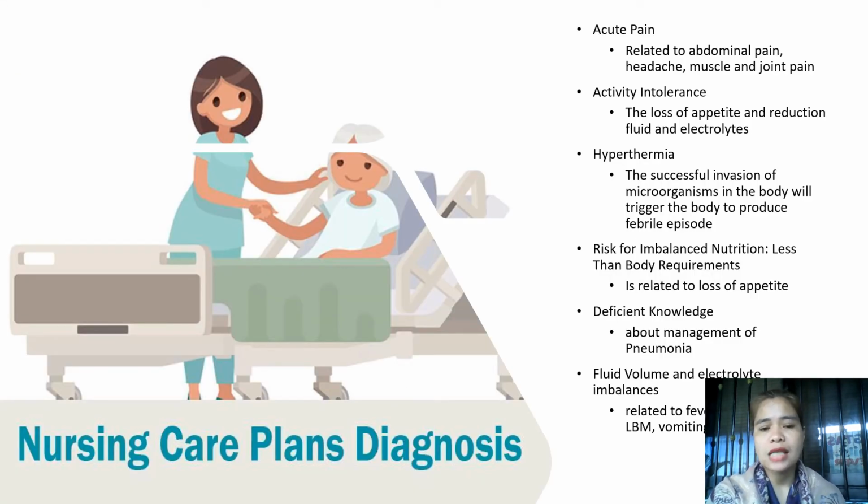Now, as nurses, how do we care for these people? First, they usually have this complaint of pain. So one is acute pain related to abdominal, headache, muscle or joint pain. They also have loss of appetite, so they have activity intolerance and reduction of fluid and electrolytes. They have hyperthermia, and that is due to the successful invasion of microorganisms in the body, produced by prostaglandin. And there is risk for imbalanced nutrition because they have loss of appetite. They also have deficient knowledge about management of Ebola, and fluid volume and electrolyte imbalances related to vomiting and LBM.